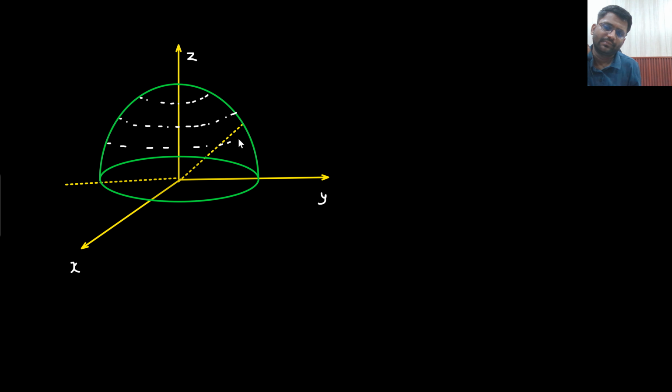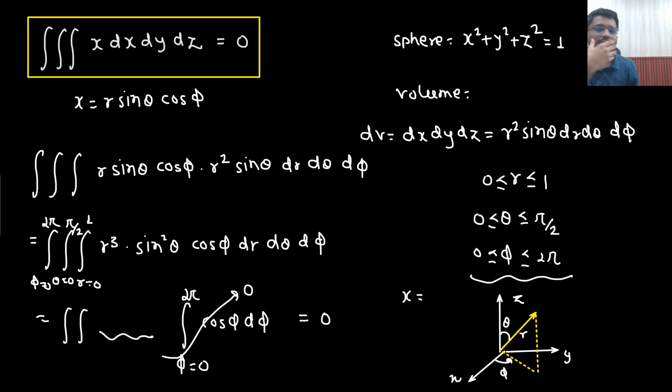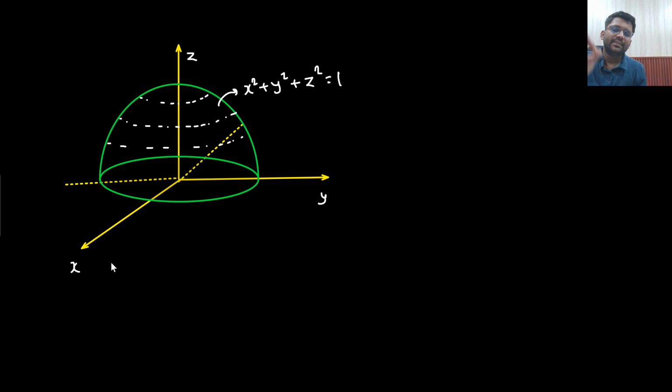The equation is x square plus y square plus z square equals 1. Say yes or no. Now, is it symmetric about x-axis? Absolutely, sir. It is symmetric.